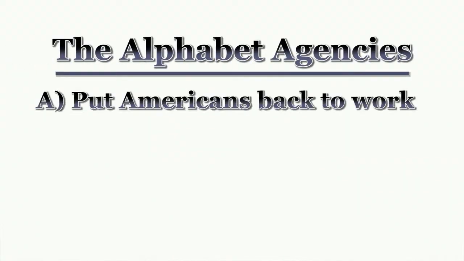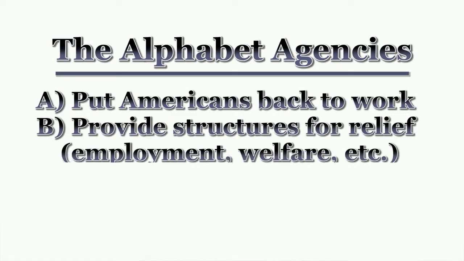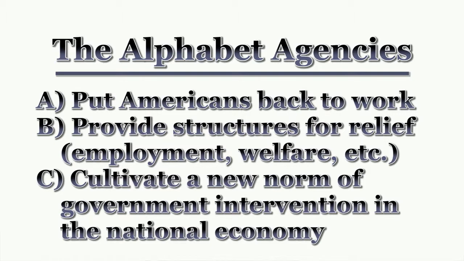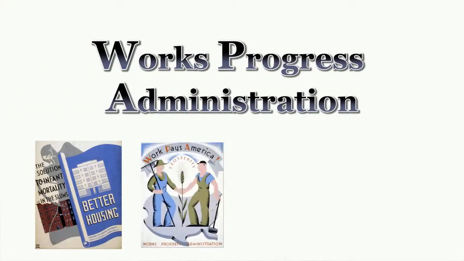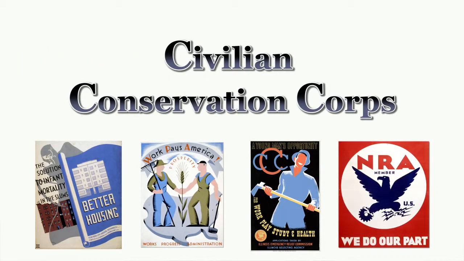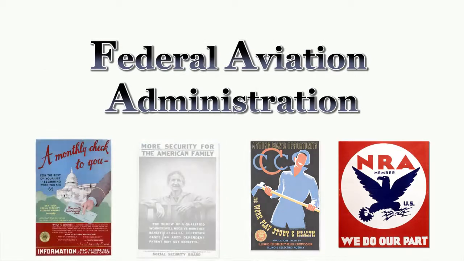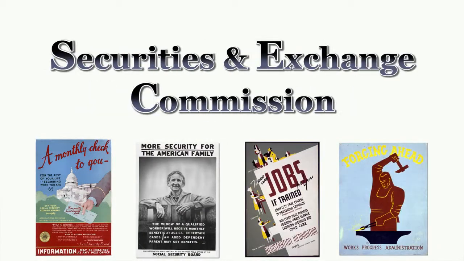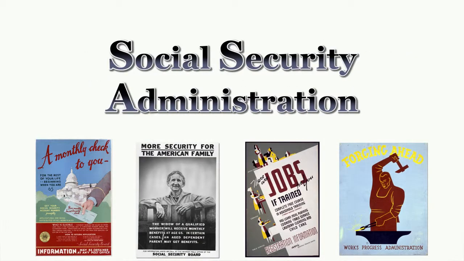We also have to touch on the creation of what we'll call New Deal government agencies. These are often referred to as the alphabet agencies, created to A. put Americans back to work, B. provide structures for government-sponsored relief with employment and welfare and others, and C. cultivate a new social and political norm of government intervention in the national economy. Just to name a few, try to remember the WPA, the FDIC, the CCC, the FCC, the FAA, the USHA, the SEC, and the SSA.